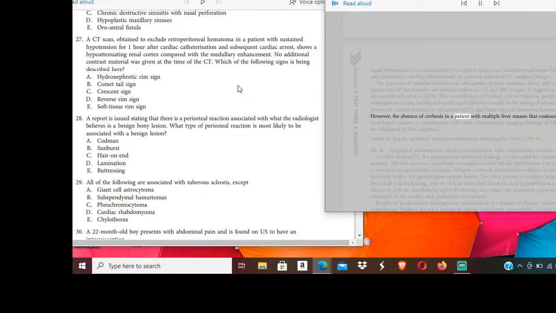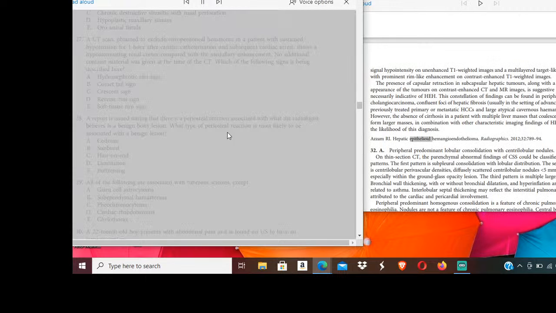However, the absence of cirrhosis in a patient with multiple liver masses that coalesce over time to form larger masses, in combination with other characteristic imaging findings of HEH, increases the likelihood of this diagnosis. Azam RI. Hepatic epithelioid hemangioendothelioma. Radiographics. 2012, 32:789-94.